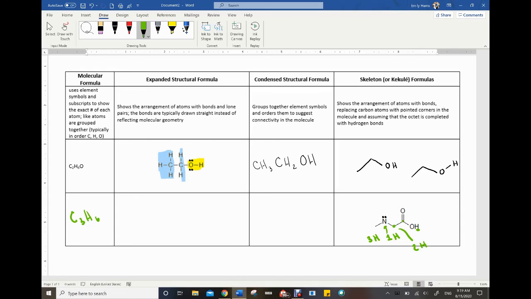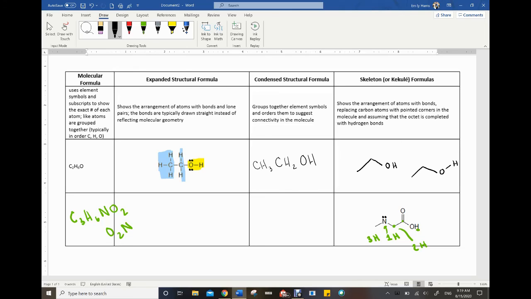And then if we look at our nitrogen and oxygen, we have 2 oxygens and 1 nitrogen left. And so you can either do NO2 or we can write that as O2N, as long as we get those in the formula. Okay. So now let's see if we can tackle our expanded structural formula.